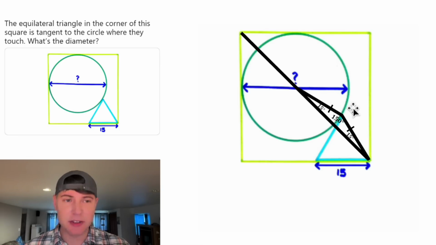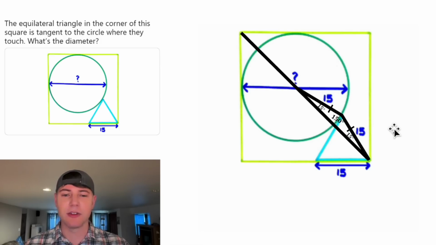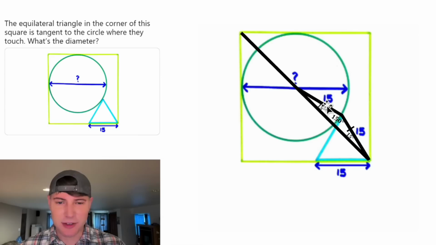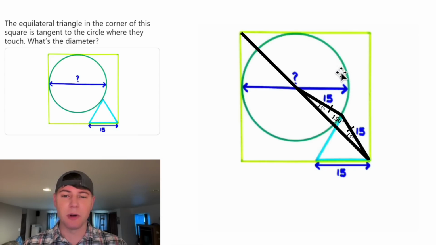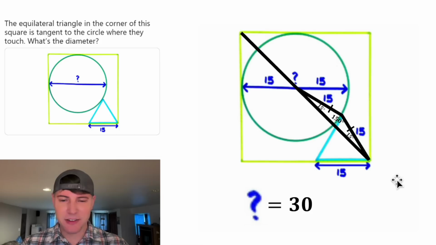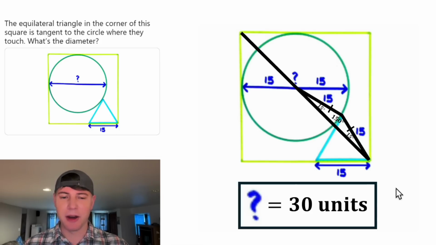This one side is a radius of the circle, and this other side is a side length of the equilateral triangle. Each side of the equilateral triangle is equal to 15, so this side is equal to 15. And since these are congruent, this side is also 15. And since this is a radius, this radius will also be 15, and so will this radius. And now we know the answer to the question mark. The diameter of this circle is 15 plus 15, or 30. Let's give it a label of units and put a box around it.